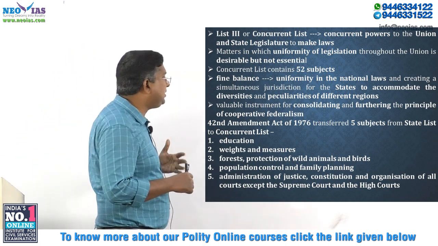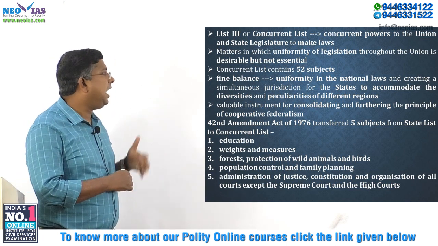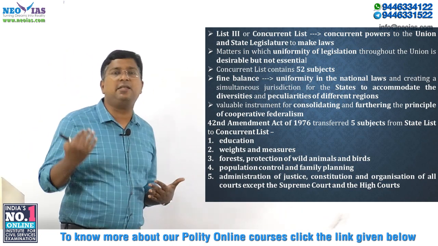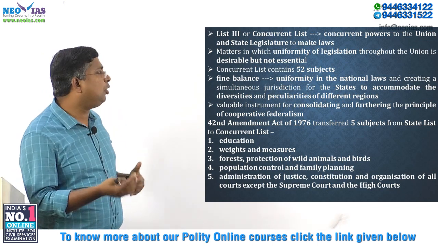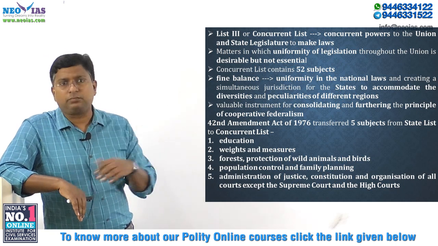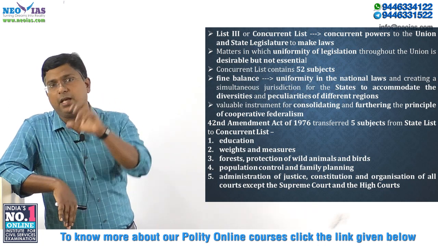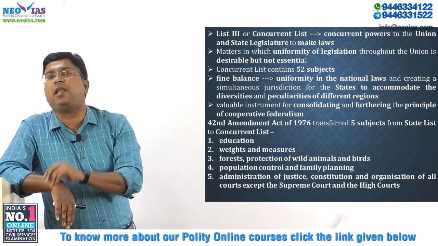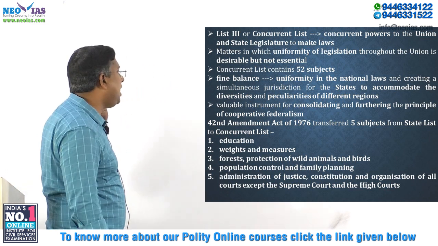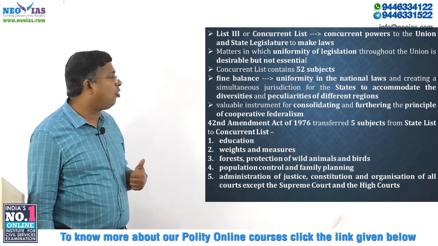Basically the concurrent list is to ensure a fine balance between uniformity in national laws and a simultaneous jurisdiction for the states to accommodate their diversity. Each state is different, and each region in a state is different. So to ensure uniformity as well as to take care of the diversity of the states, these items were included in the concurrent list. Both the center and the state can legislate. The concurrent list consolidates and furthers the principle of cooperative federalism.